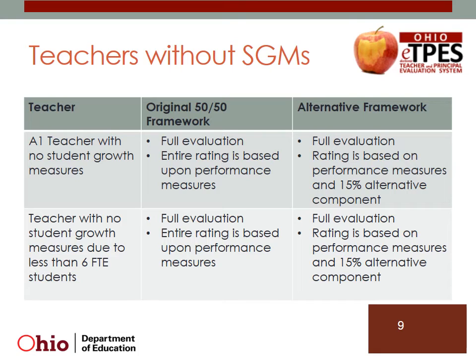chosen the alternative framework. A teacher without student growth measures due to having less than 6 students would be required to have a full evaluation. And that entire rating would be based upon performance measures when the district had selected the original 50-50 framework. This teacher's rating would be based upon performance measures and the alternative component when the district has selected the alternative framework.